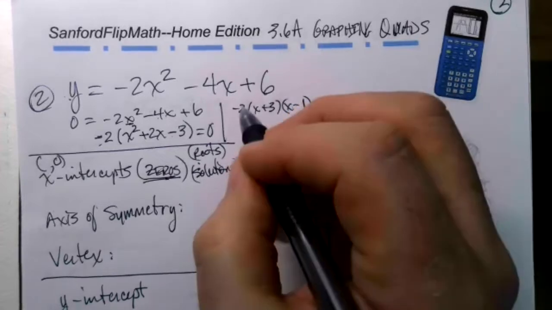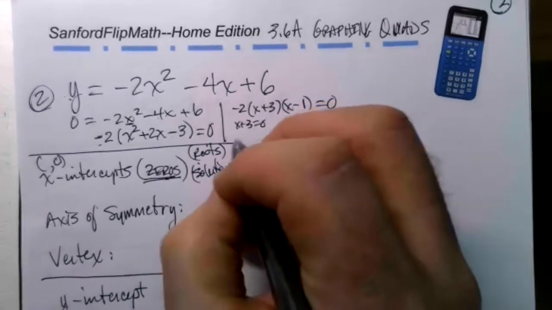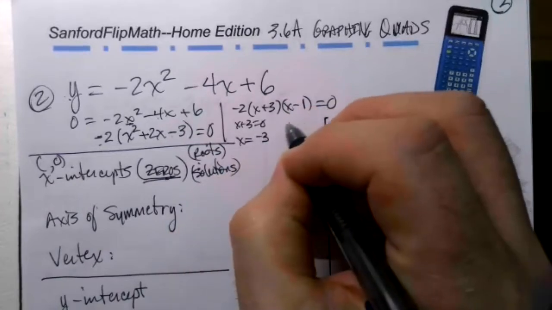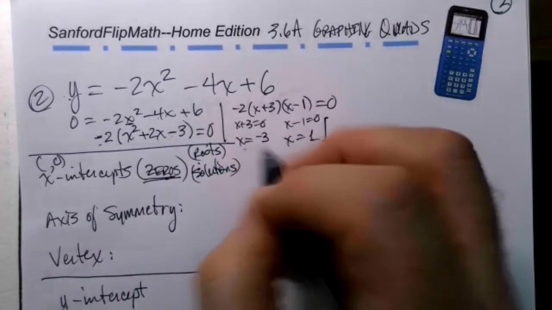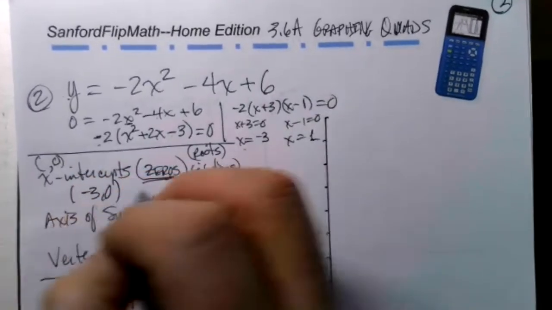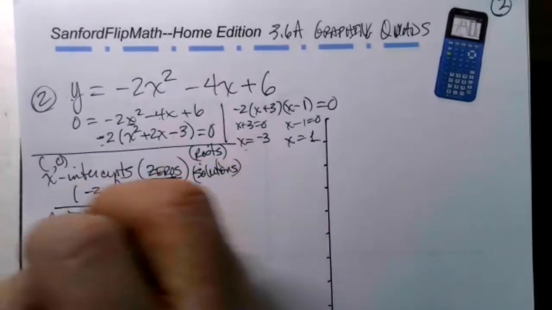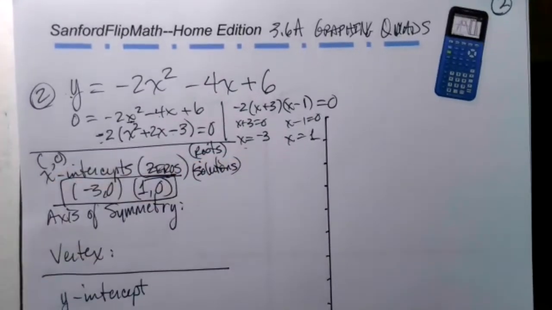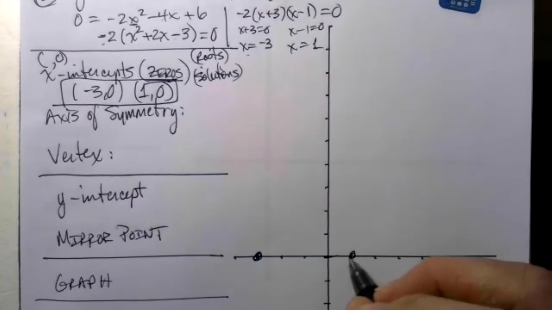Set each factor equal to 0. Well, -2 never equals 0. x plus 3 could be 0, so x equals -3. x minus 1 could equal 0, so x equals 1. So those are my x-intercepts: (-3, 0) and (1, 0). Okay, so you need to be able to find those. So 1, 2, 3, and 1.